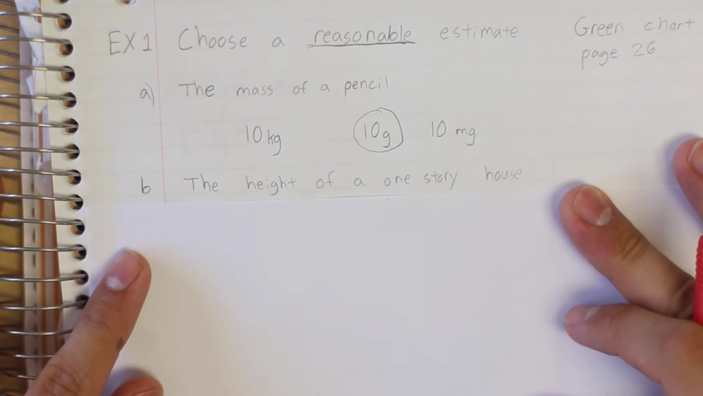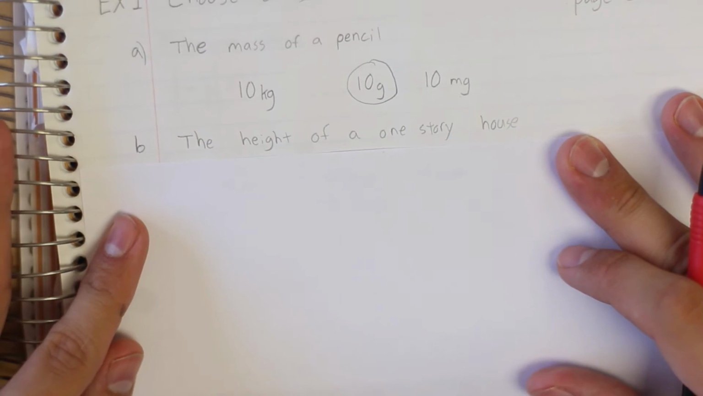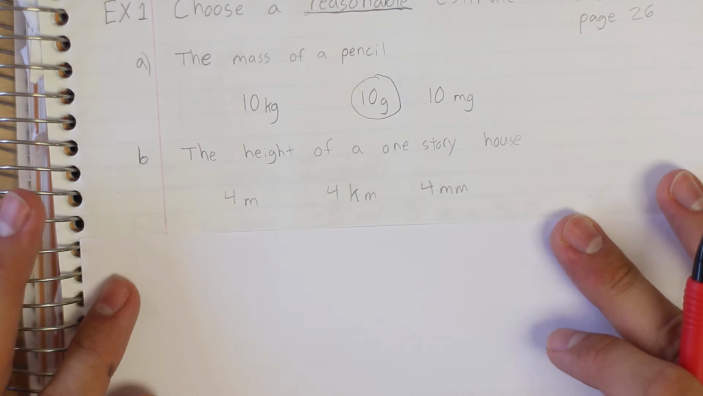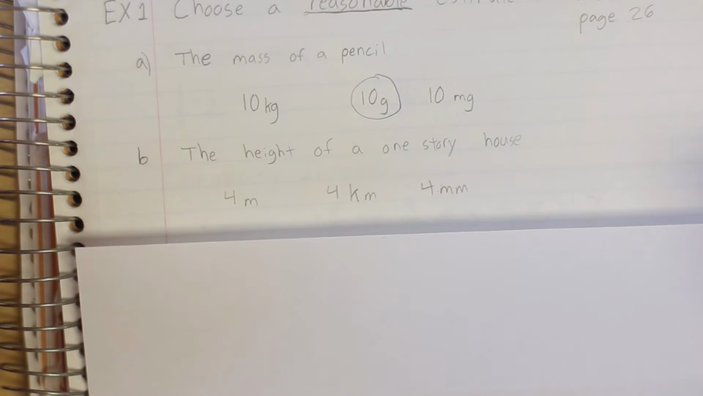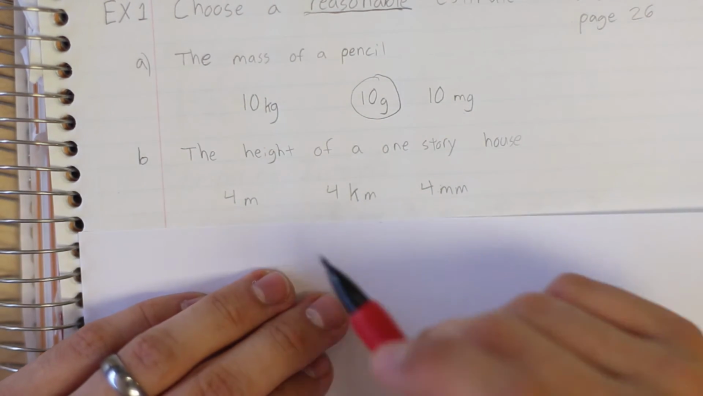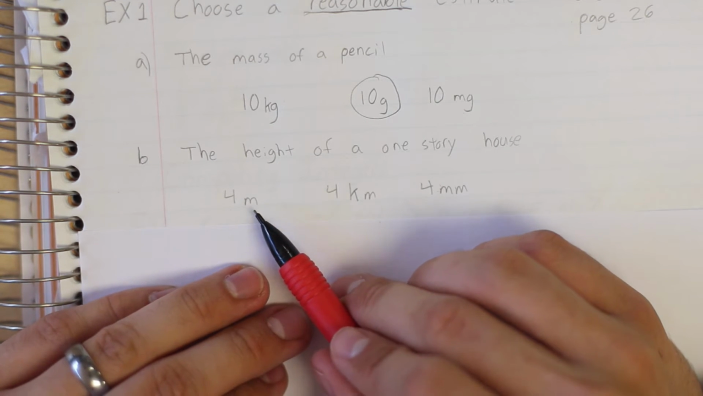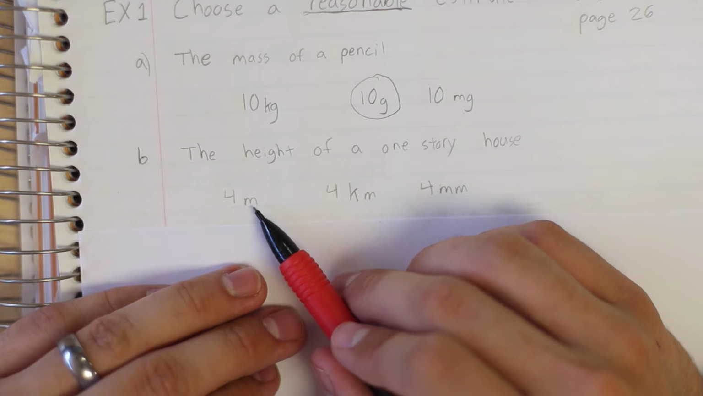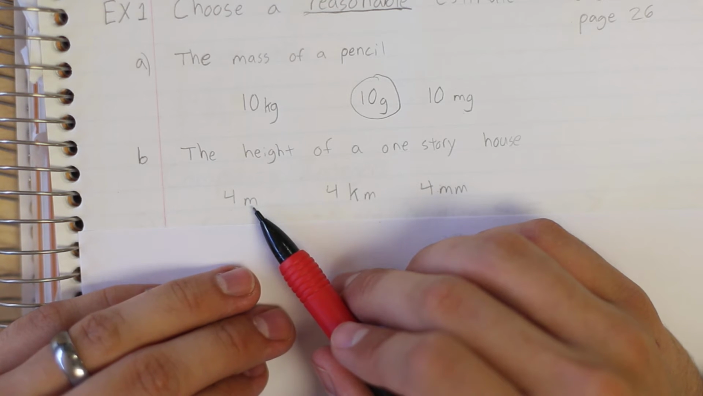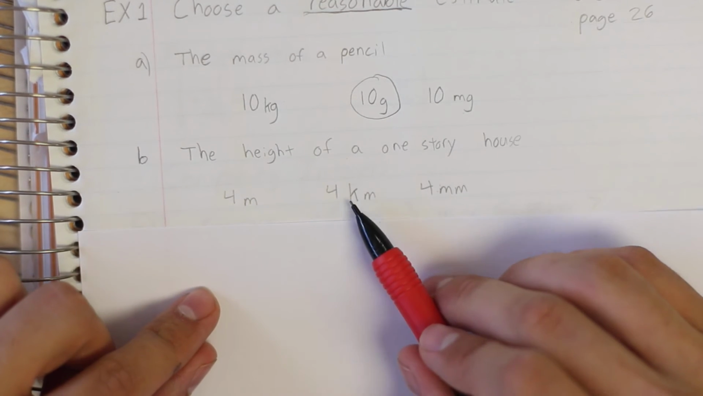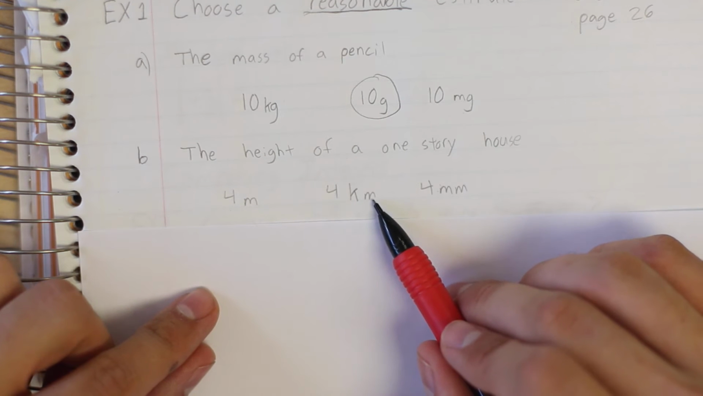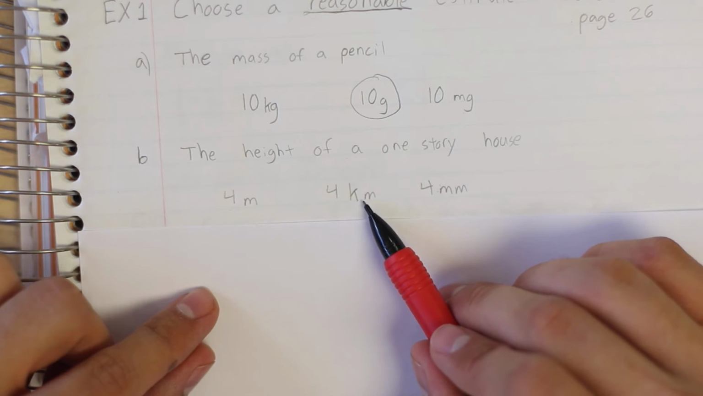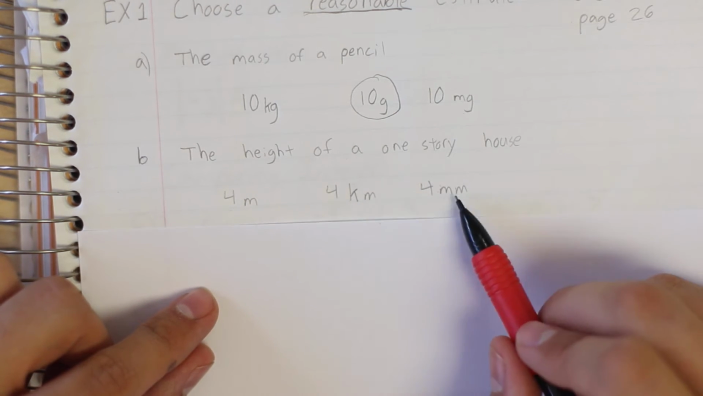Let's take a look at something involving height. All right, so we're told to find the height of a 1-story house, the average story house. So we have 4 meters. A meter is almost as big as a yard, so that's about 3 feet. You could think about it as the distance from the floor to a door handle. 4 kilometers, you're talking about more than a mile or so.